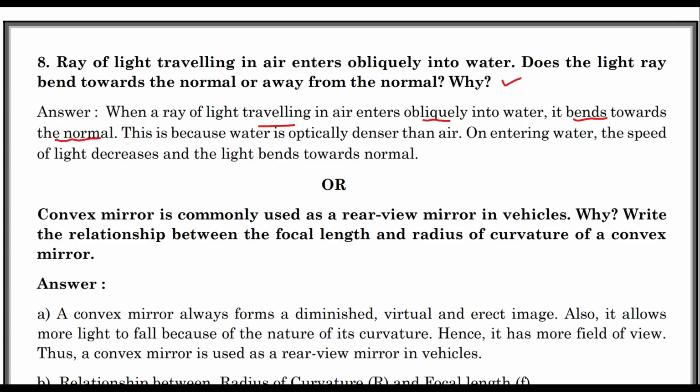Why does it bend towards the normal? Because water is optically denser than air. On entering the denser medium, the speed of light decreases and light bends towards the normal.